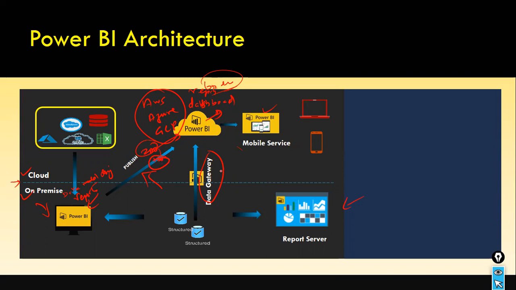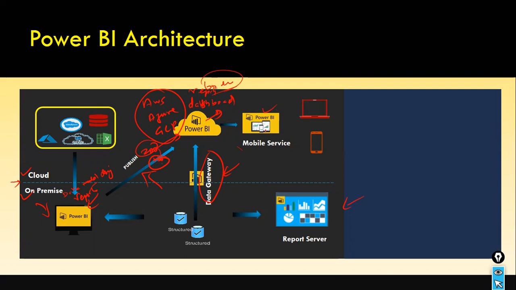In order to keep the data in your report up to date, you need to refresh the data periodically. So that is also the situation where data gateway plays an important role. With data gateway, you can schedule the data refresh from your on-premise to cloud so that the data in your reports will be up to date. So the next one is the mobile service.